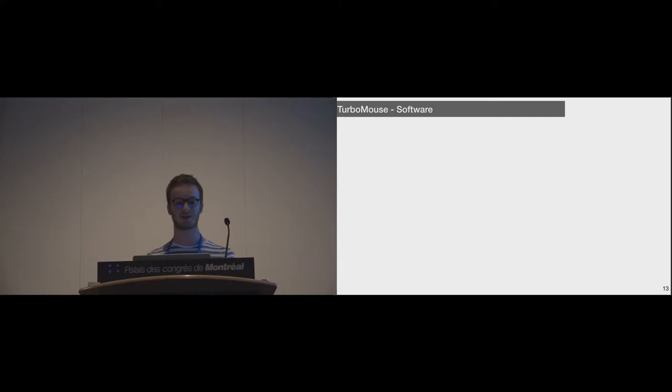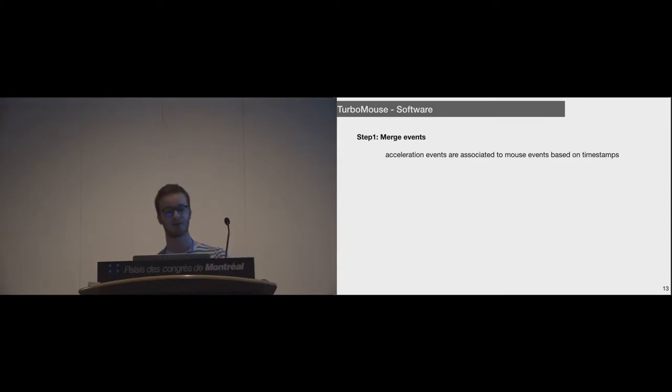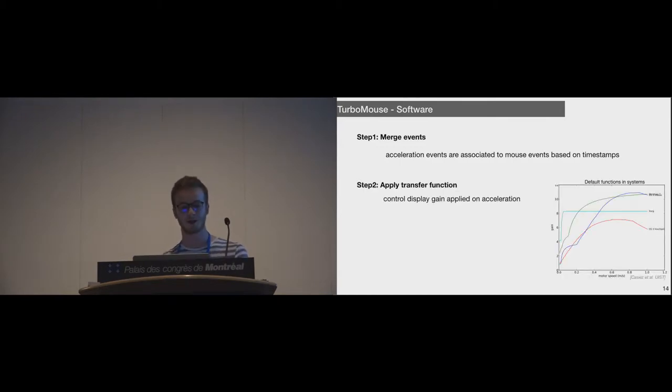Our software prediction technique is composed of three steps. The first step consists in merging the events received. For each mouse input, we associate the closest acceleration event. The second step consists in applying the transfer function. In indirect pointing, transfer functions are used to apply a control display gain between the physical displacement of the mouse and the screen displacement of the cursor. In our case, the same gain for velocity is applied to acceleration.